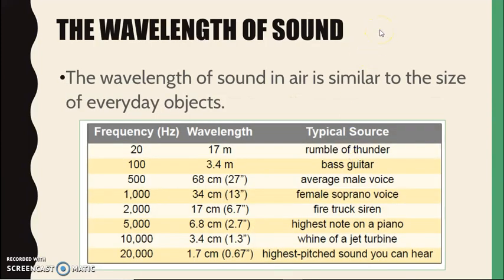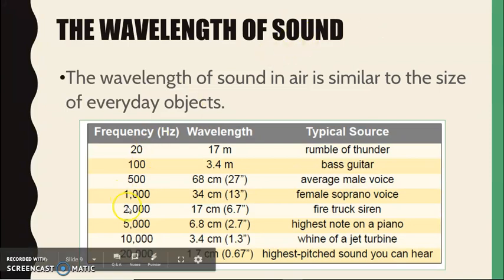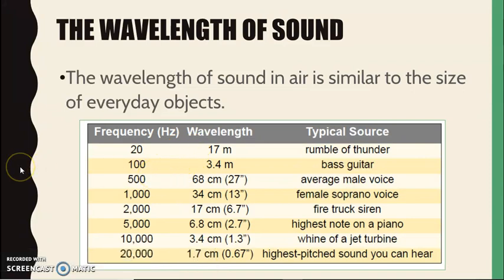The wavelength of sound. Some waves are microscopic. If you were to actually measure from one crest of a wave to another crest of the wave, they'd be tiny. Some are really huge. Some waves have wavelengths that are miles long. Sound is just an ordinary in the middle. So if you look over here at this chart, we've got frequencies here, and it shows you how many meters or centimeters apart those different sounds are.